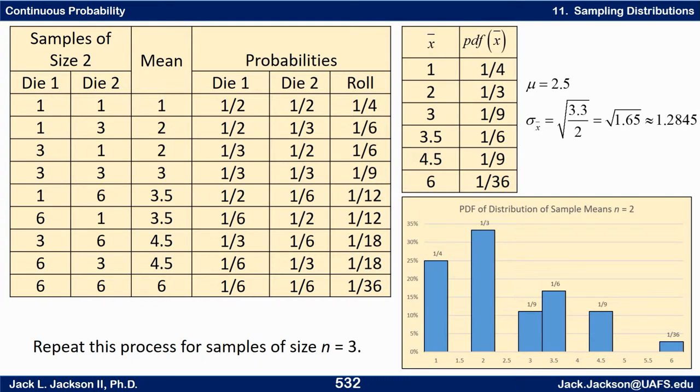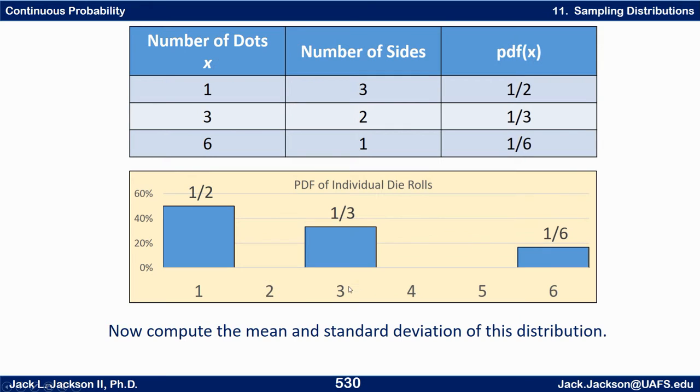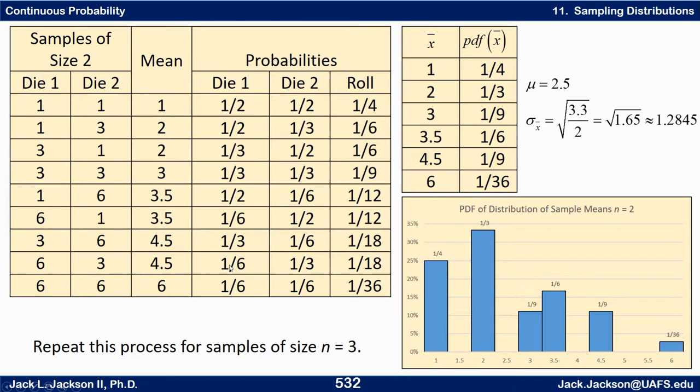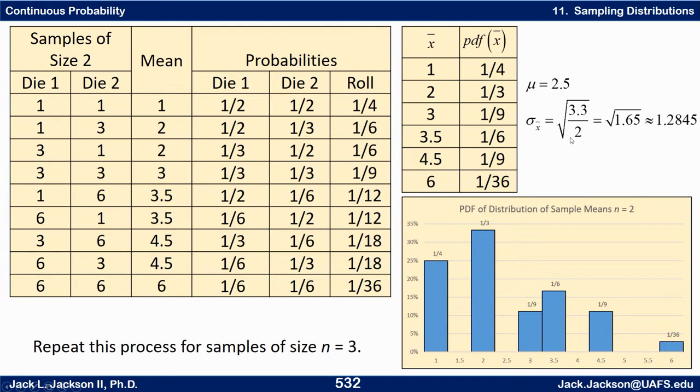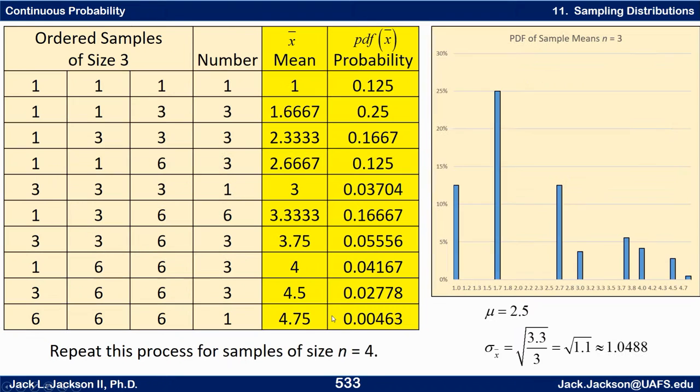So notice that the x bars have their own PDF table and their own bar graph, which is different than the PDF table and the bar graph for the individuals here. It turns out the mean is the same as the original mean, which was 2.5. But here the variance is 3.3. Our variance now will be half that, or the standard deviation is 1.8028. The standard deviation will be that standard deviation divided by square root of 2, which is about 1.2845.